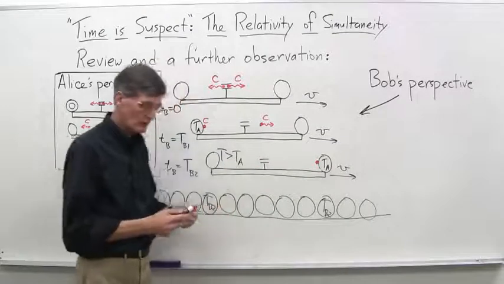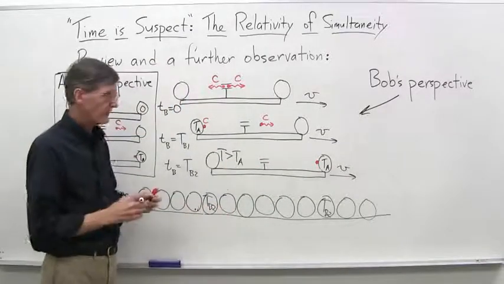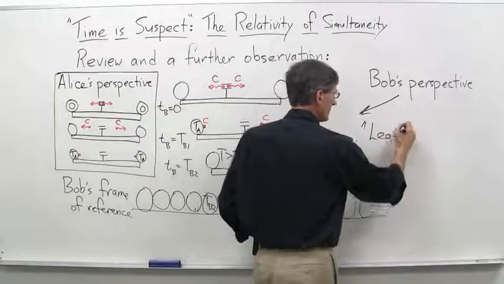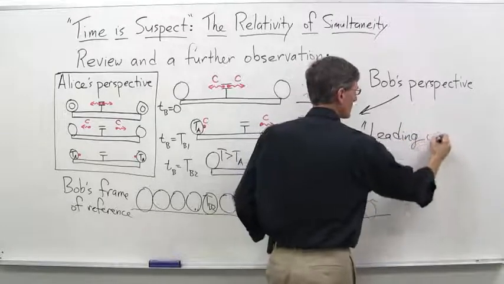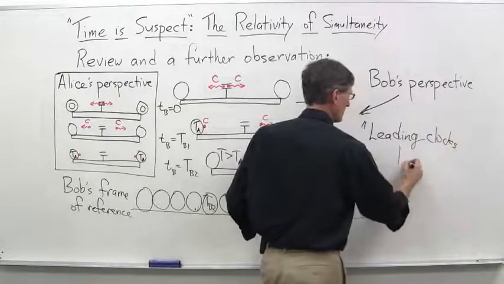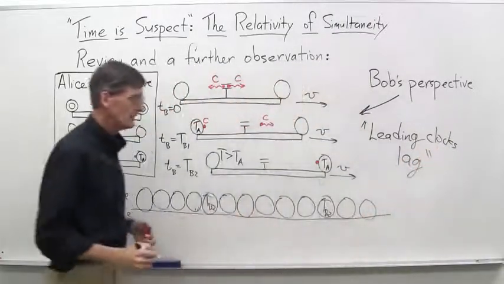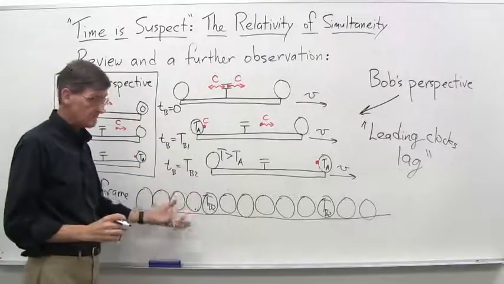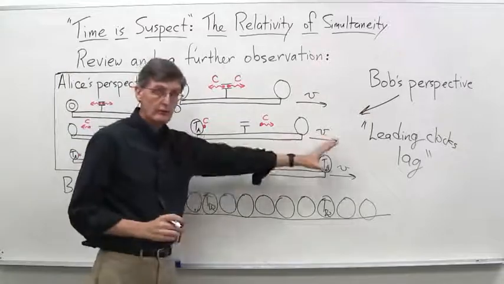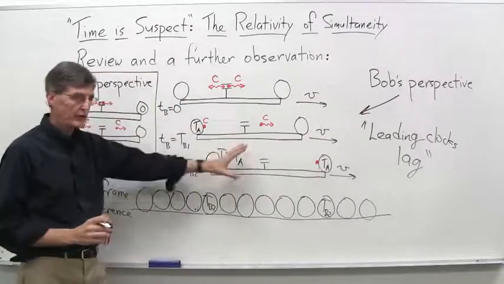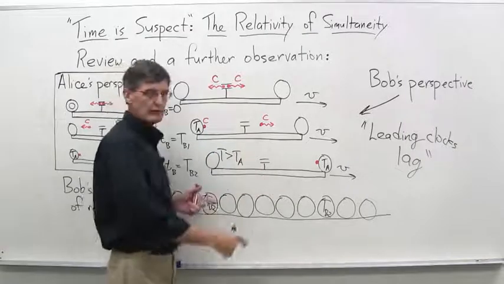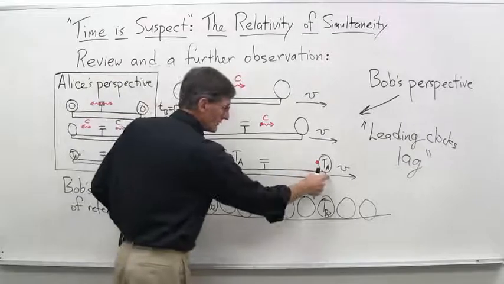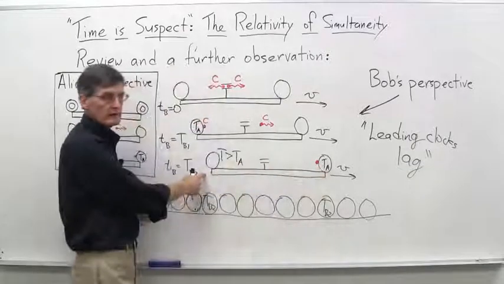as Alice moves on. This is a principle, and we can state this as such. We'll use this a number of times. It's this: leading clocks lag. When you're talking about a situation where you have an observer, like Bob, and he's observing Alice's clocks going by, her lattice of clocks is flying by, if you pick any two clocks, say one here and a trailing clock over here, the leading clock will lag the trailing clock.